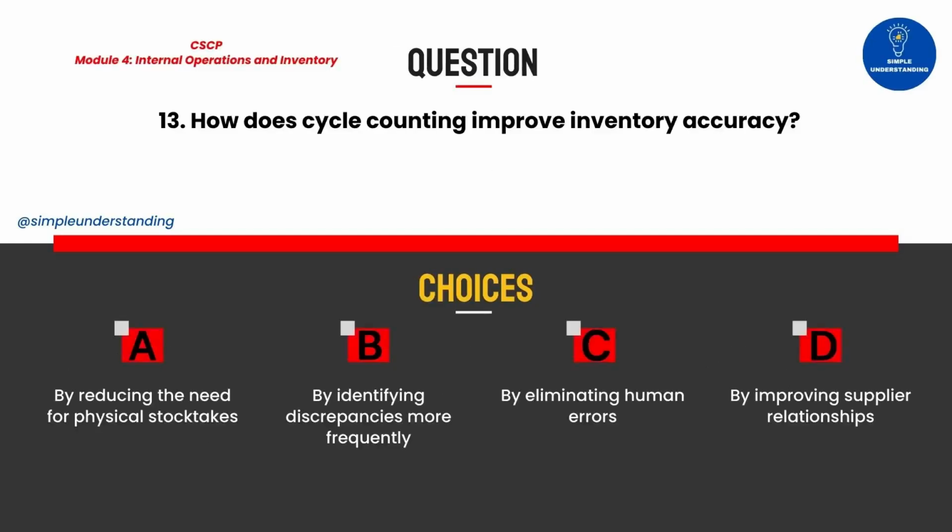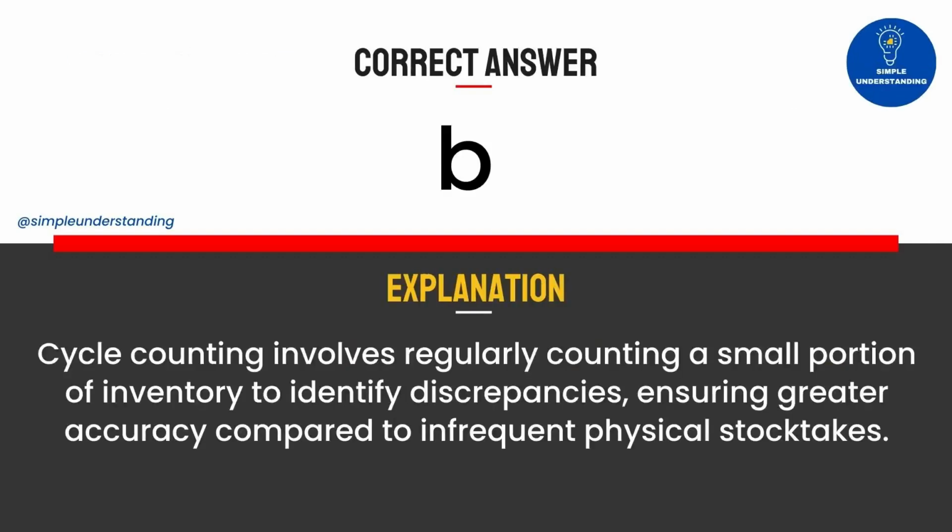13. How does cycle counting improve inventory accuracy? A. By reducing the need for physical stock takes. B. By identifying discrepancies more frequently. C. By eliminating human errors. D. By improving supplier relationships. Correct answer, B. Explanation: Cycle counting involves regularly counting a small portion of inventory to identify discrepancies, ensuring greater accuracy compared to infrequent physical stock takes.